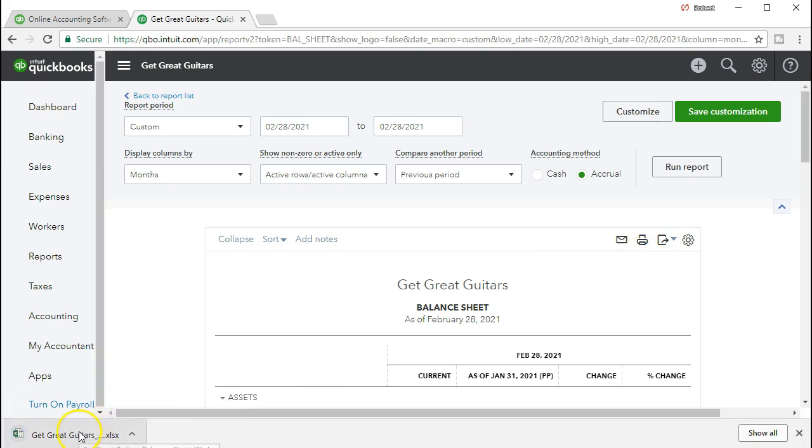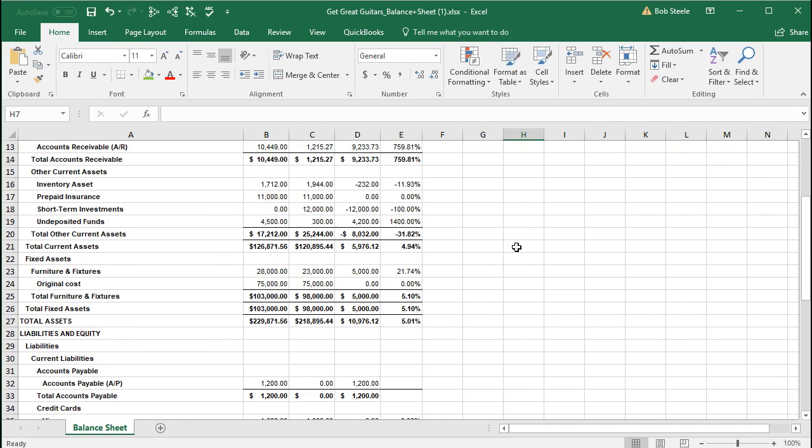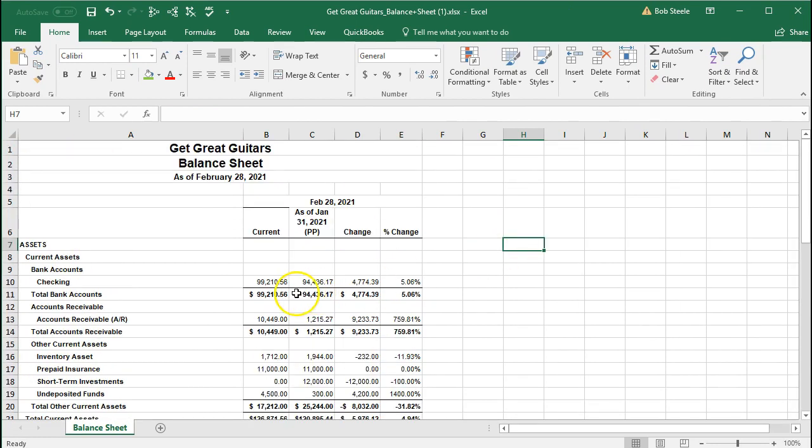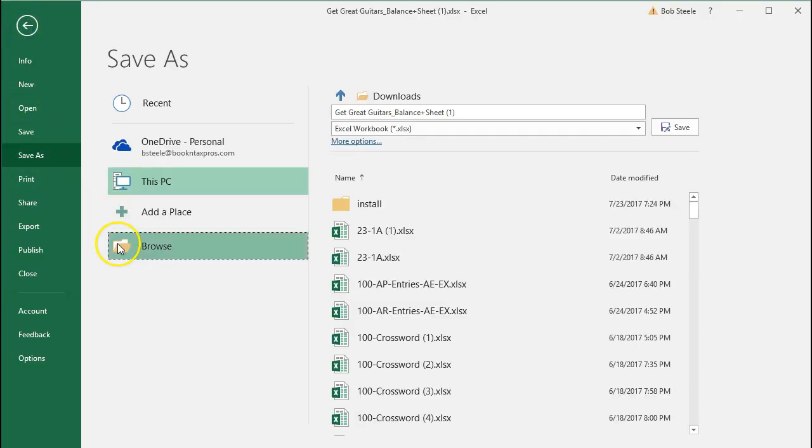And here is our report. I'm just going to open that up. Here it is. I'm going to put that up here. So there is our report in a nice format for us. We can go ahead and save that. So I'm going to say File on the left side. We're going to Save As. Browse to where we want it.